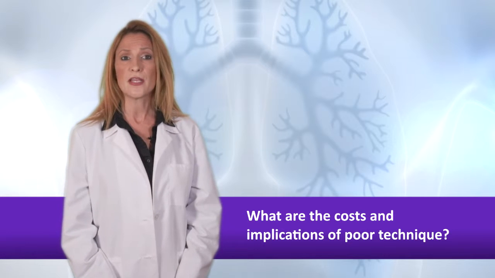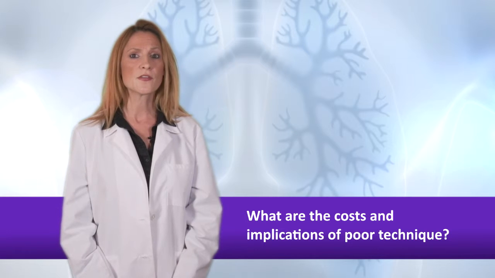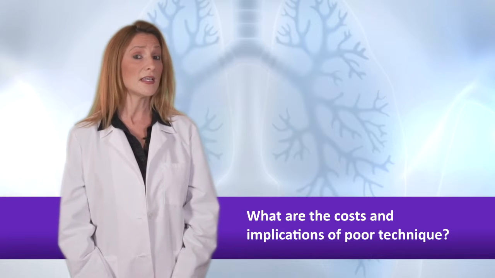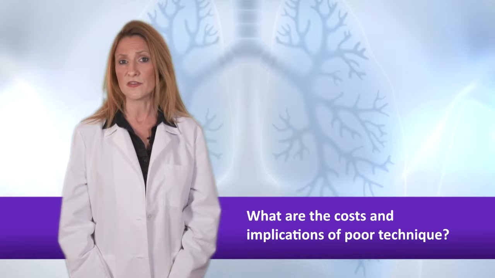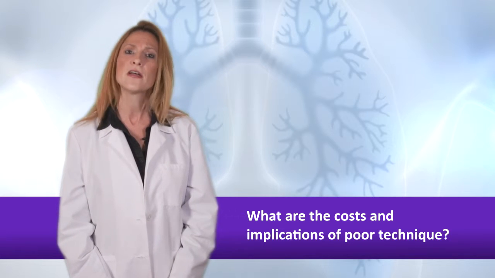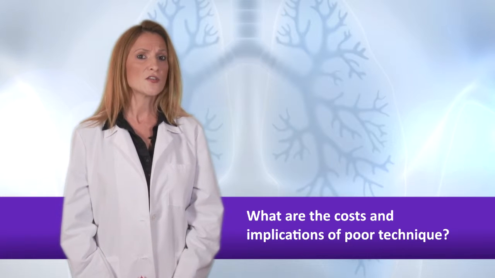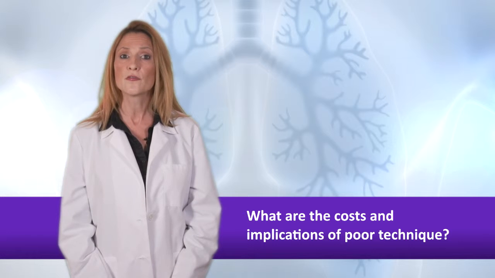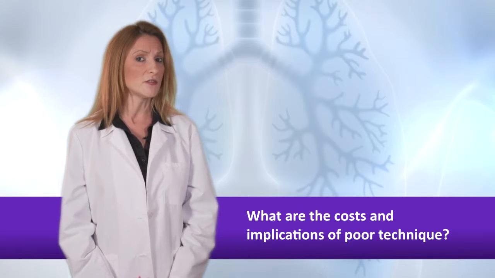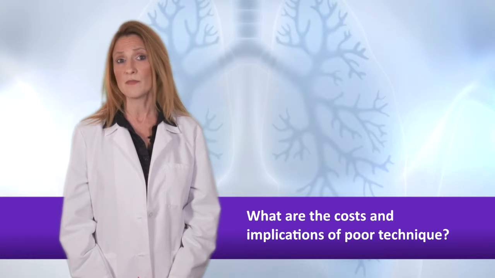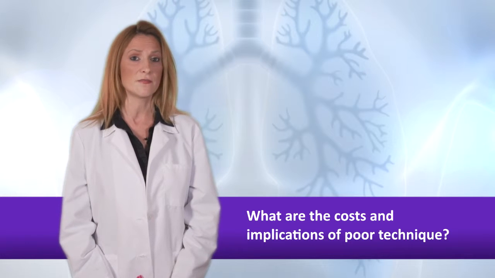What are the costs and implications of poor technique? The first is poor disease control. There is now prospective data from short-term studies linking improved device technique with higher peak flow readings, decreased asthma severity, and better quality of life scores. Studies of longer duration are definitely needed, but the potential for enhancing patients' quality of life by improving device technique is huge. Some examples are increasing activity levels, improving sleep, and decreasing missed work or school days. All of these would help patients live more normal lives.